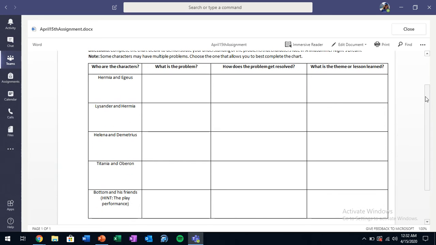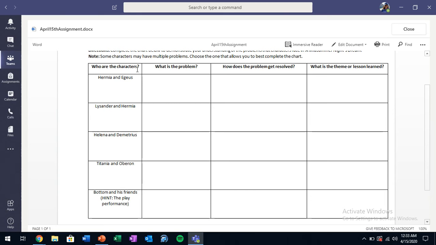And so you're going to be looking at who are the characters, what is the problem, how does the problem get resolved, and what is the theme or lesson learned. And you're going to do that for each of these characters. So I've already done the characters part for you. You are going to fill in the problem, how it gets resolved, and the theme or lesson learned. So your characters are Hermia and Aegeus, Lysander and Hermia, Helena and Demetrius, Titania and Oberon, and then Bottom and his friends. And I have a hint here for Bottom and his friends. I want you to think about the goal they have to put on this awesome play, and tell me what the problem is and how it gets resolved there, which is going to be in Act 5.